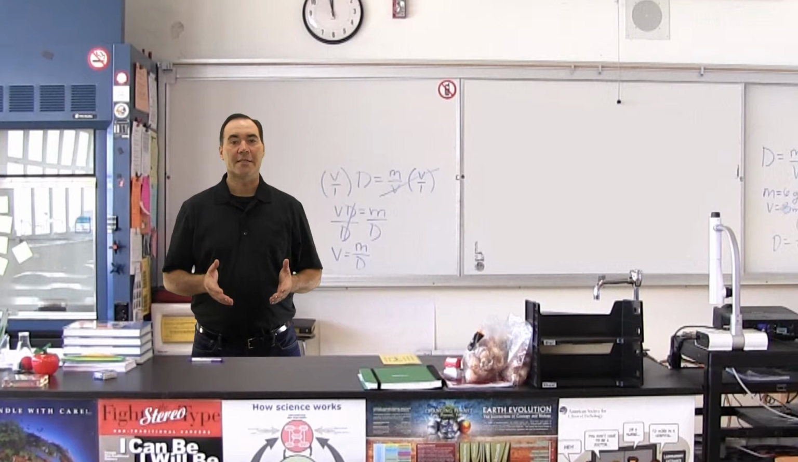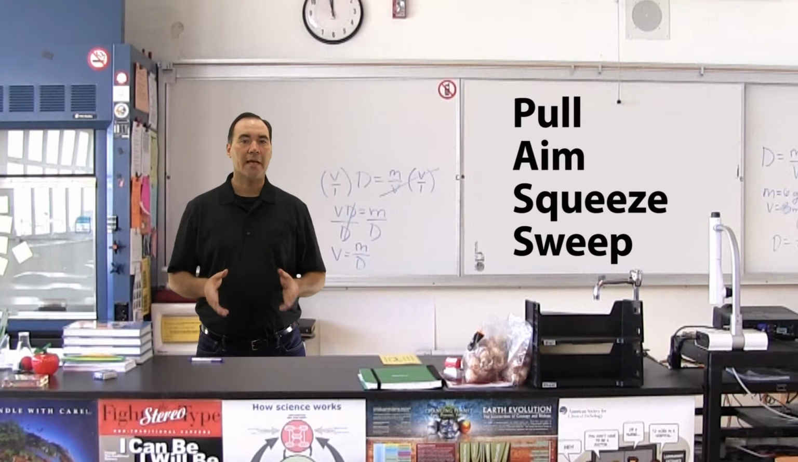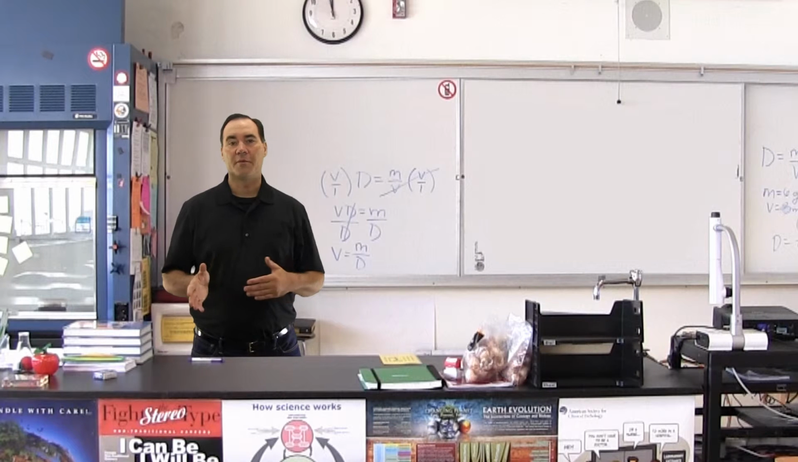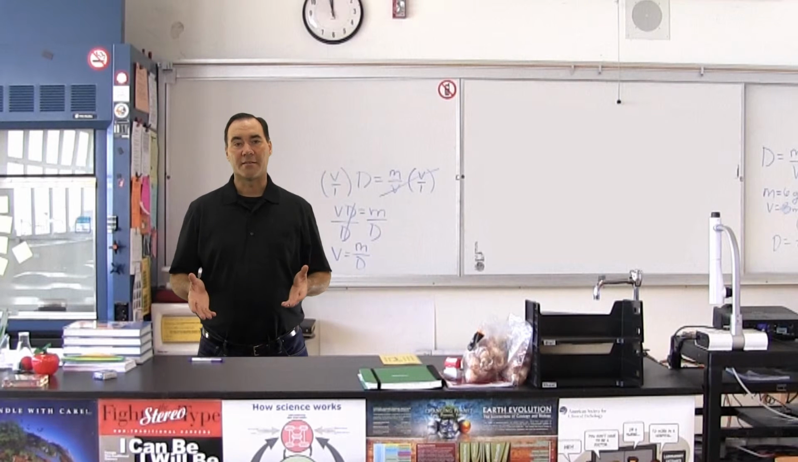To use your fire extinguisher, just remember the simple acronym PASS. PASS stands for pull, aim, squeeze, and sweep. That's pull the pin, aim the nozzle, squeeze the handle, and sweep from left to right or right to left at the base of the fire until it is extinguished.